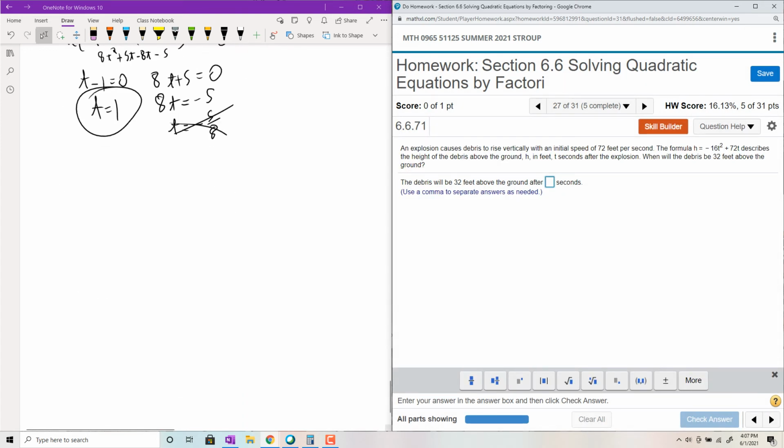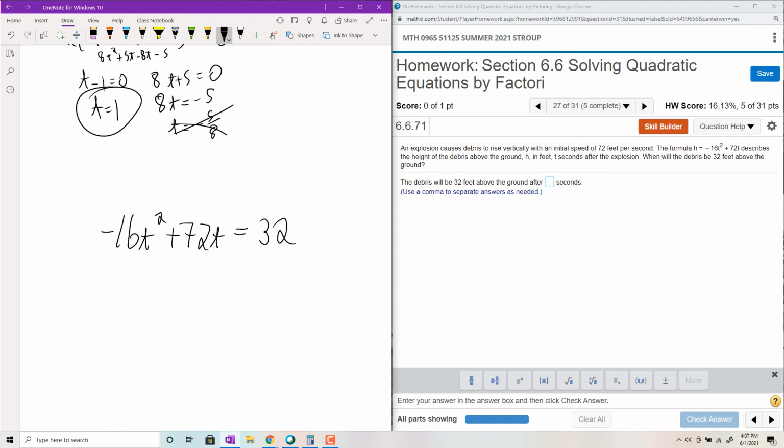Oh, another one of these. An explosion causes debris to rise vertically with an initial velocity of 72 feet per second. Then they give you another one of these position formulas. When will the debris be 32 feet above the ground? So again, you're just setting the height formula equal to the height that they want a time for, right? So in this case, you're going to be setting that formula for h equal to 32.